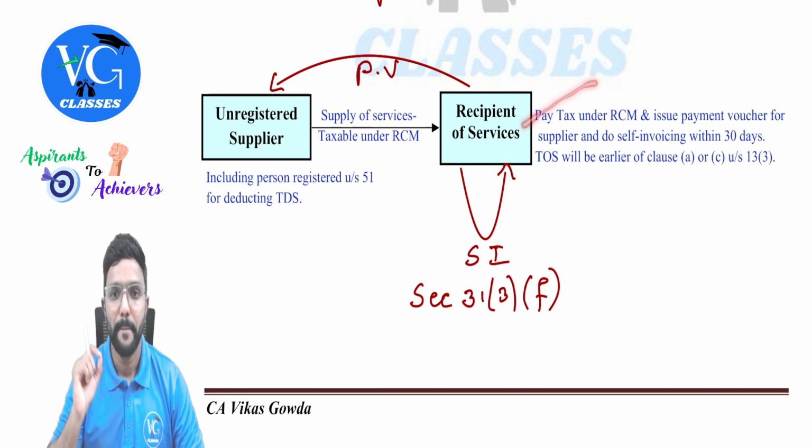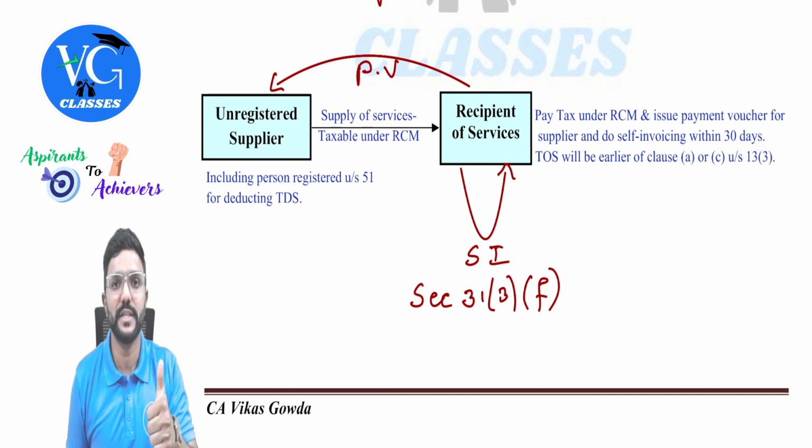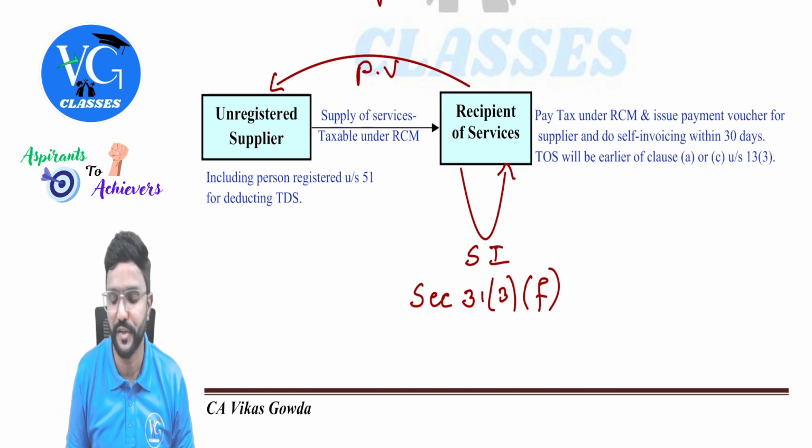You can see here, pay tax under RCM, issue a payment voucher for the supplier, and do self-invoicing within 30 days from the date of receiving the goods or services. And here it is services, so within 30 days of receiving the services.